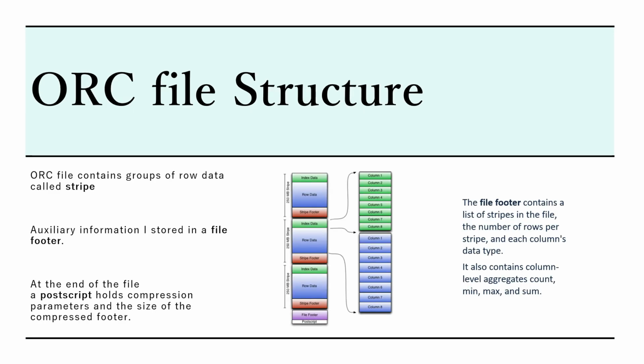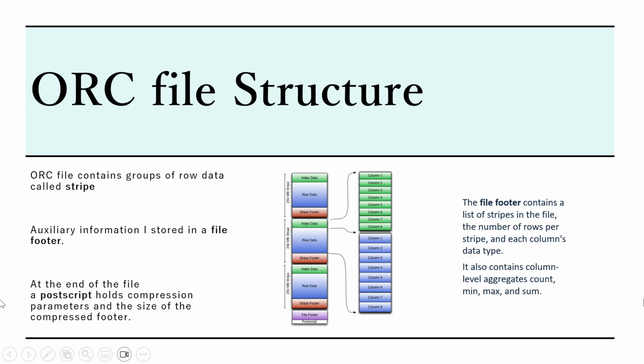How does an ORC file look like? Now again, an ORC file will contain a group of row data because it's a columnar oriented storage. Just like Parquet, we will see groups of row data, but here it is called a stripe. There will be a footer and at the end of the file, there is a postscript which holds the entire information about compression parameters and the size of the compressed footer. So here, if you see, these are stripes. Each stripe is around 250 MB. Within each stripe, we will have index data, a group of row data, and a stripe footer.